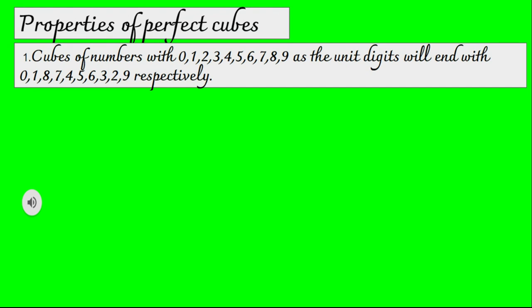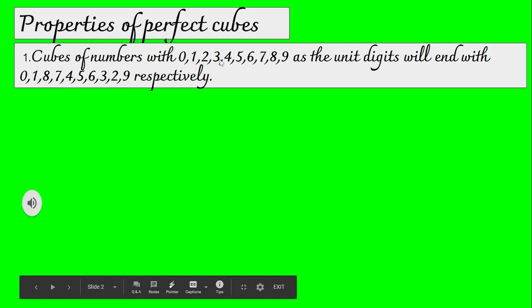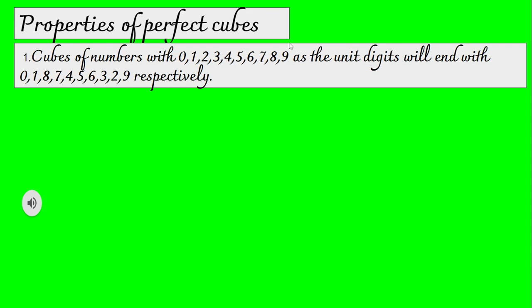The first property is cubes of numbers with 0, 1, 2, 3, 4, 5, 6, 7, 8, 9 as the unit digits will end with 0, 1, 8, 7, 4, 5, 6, 3, 2, 9 respectively. Quite complicated statement, isn't it? Well, but it is actually not that complicated.